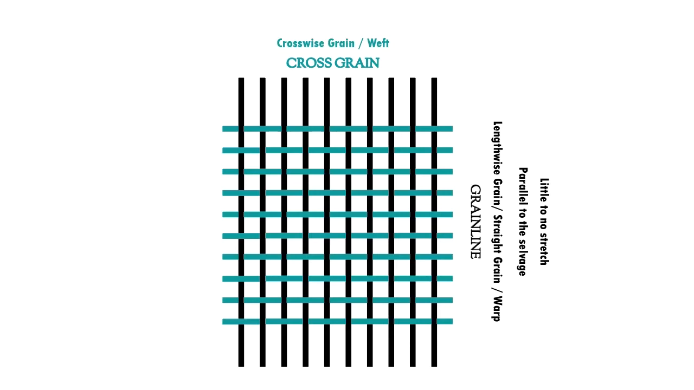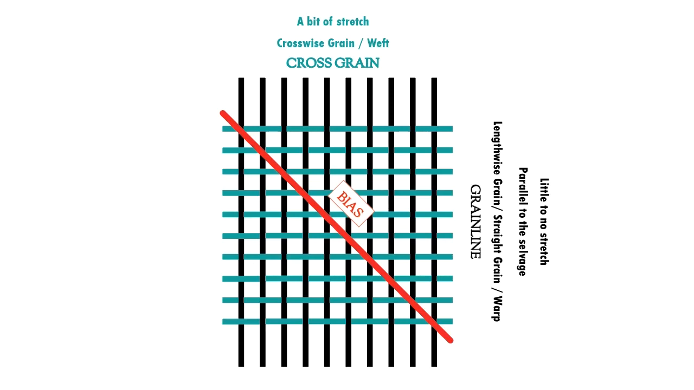The cross grain is not quite as strong as the lengthwise grain. This direction of the fabric has just a little bit of stretch. For example, when you wear a pair of jeans and they're a little bit looser at the end of the day, that's because of the stretch along the crosswise grain.